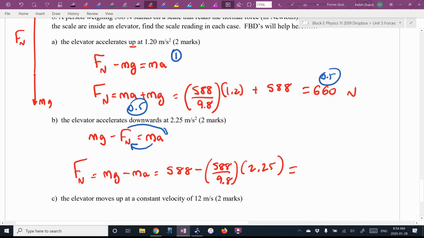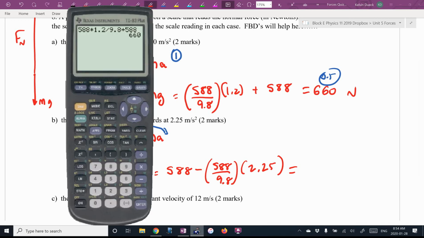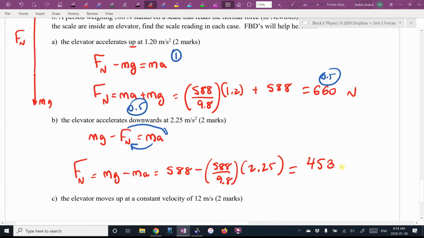2.25. Mr. Dueck, we're accelerating down. Shouldn't that 2.25 be negative? Psst, it is. Winner minus loser took care of whatever I needed. 588 minus 588 times 2.25 divided by 9.8. You get 453? These are all working out evenly. Well, that's rather nice. Newtons. Same as before. 1 mark for that. Half mark for that. Half mark for the answer.